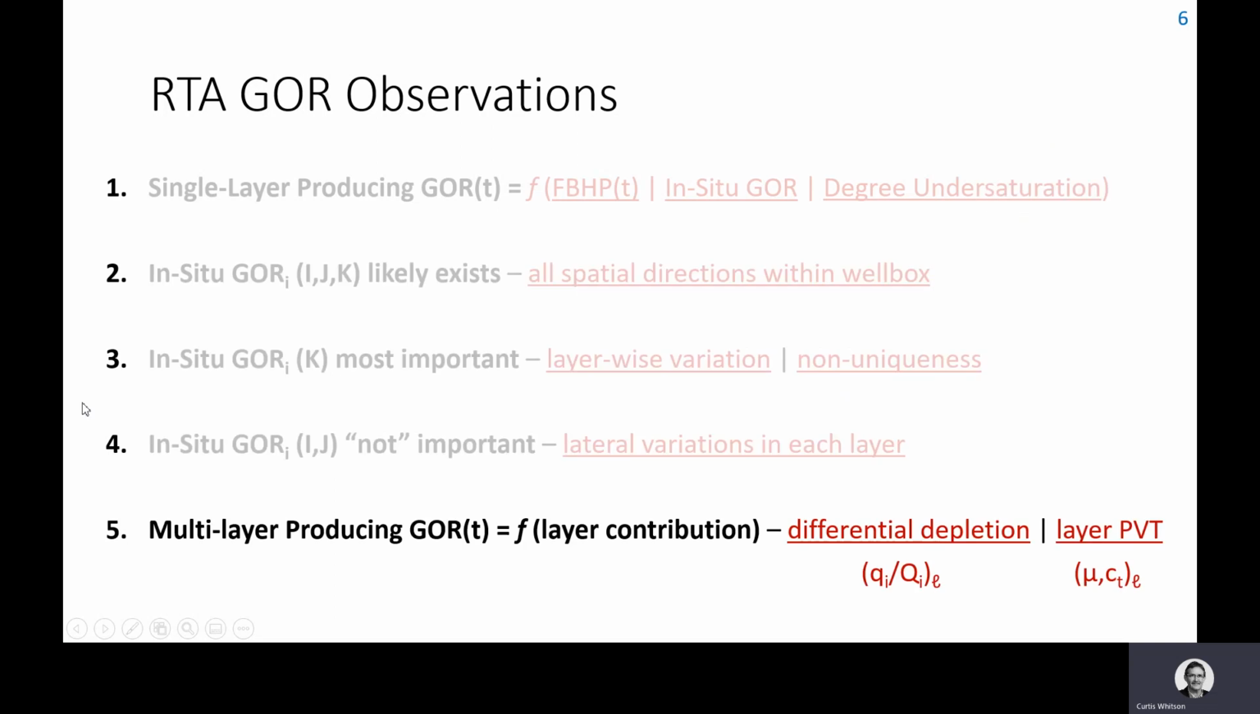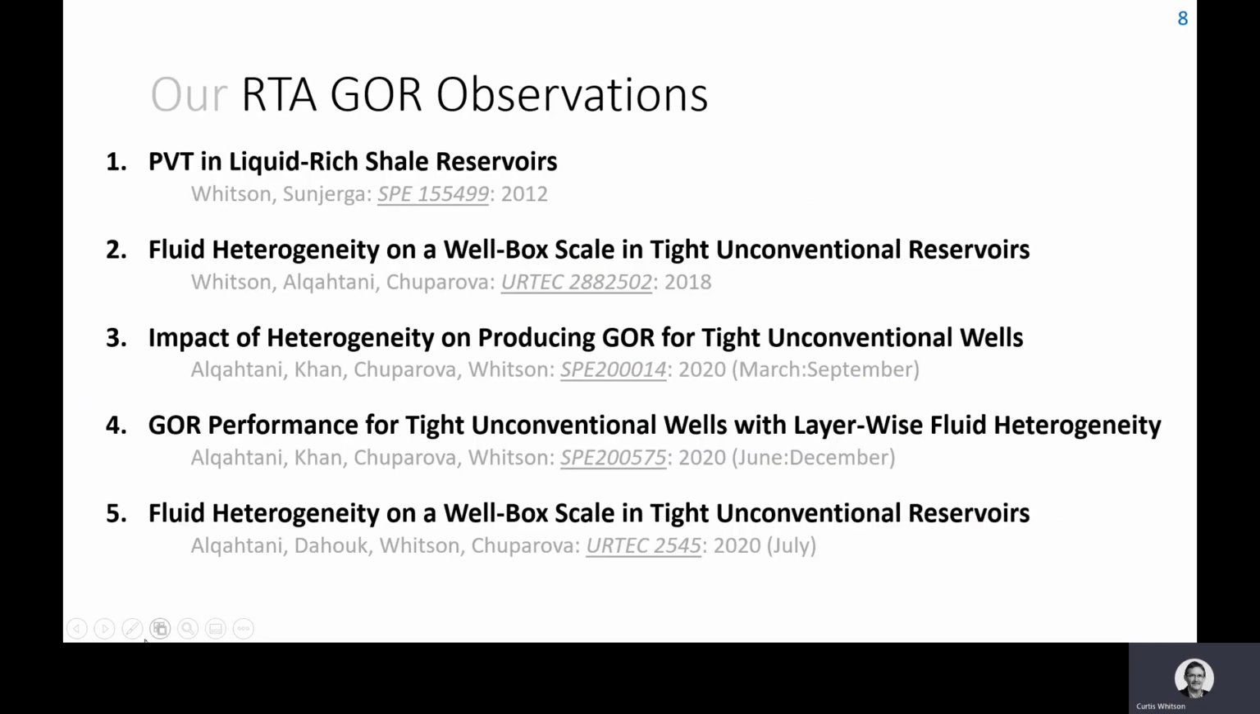And then finally, as a summary, the multi-layer producing GOR variation with time is a function, of course, of the individual single layer producing GORs with time, but basically how the layer contribution from each of these layers changes with time, which is a function of how the layers deplete differentially according to KH and the volume in place of each layer, and the layer PVT properties, particularly viscosity and also compressibility. These are the papers that are forming the basis for the presentation today.